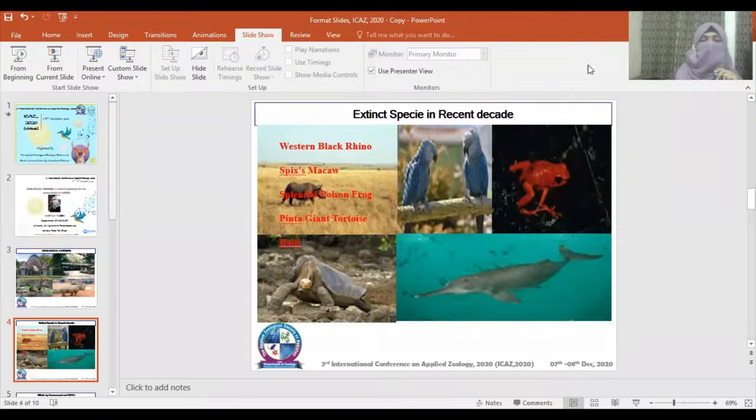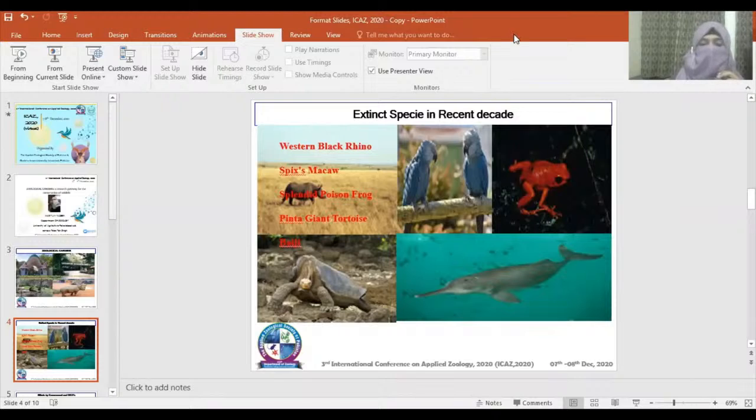The second animal is the Spix macaw. It has also just gone extinct from the wild. The third one is the splendid poison frog, which was also declared extinct in 2020. The reason for its extinction was a chytrid fungus outbreak. And the fourth one is the winter giant tortoise, which has gone extinct from the environment.